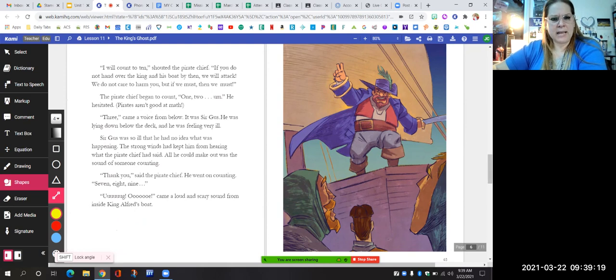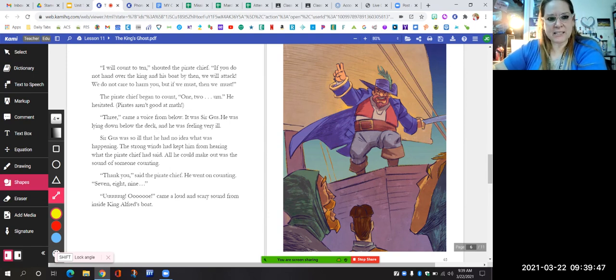"I will count to 10," shouted the pirate chief. "If you do not hand over the king and his boat by then, we will attack. We do not care to harm you, but if we must, then we must." The pirate chief began to count. "1, 2." He hesitated. Pirates aren't good at math. "3," came a voice from below.